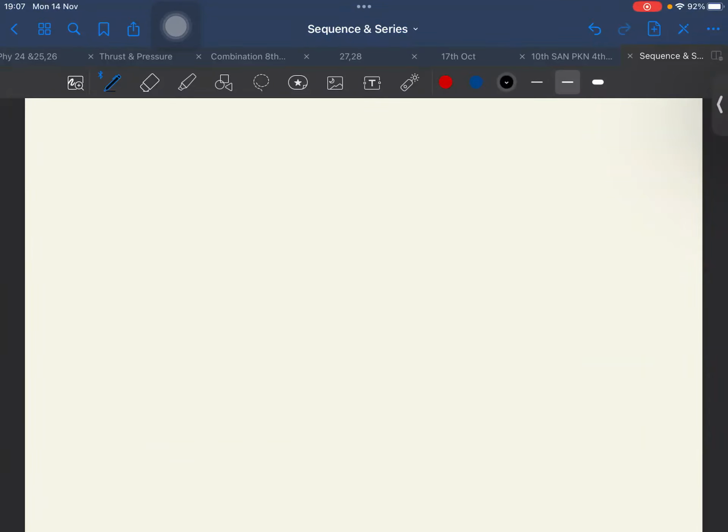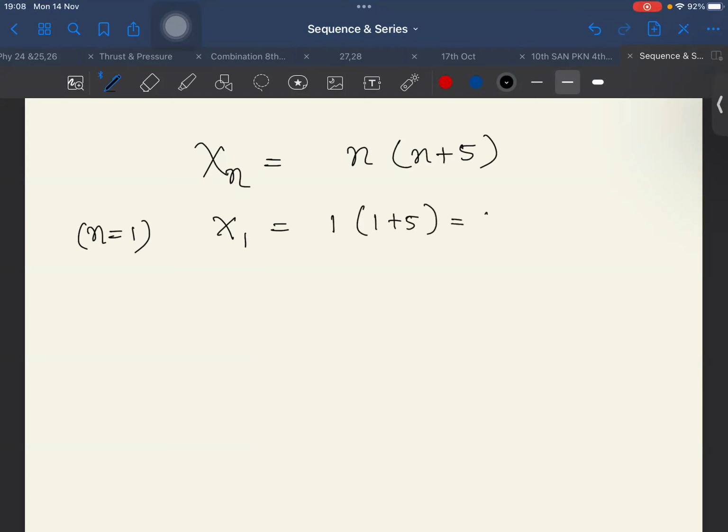Now, we have talked about arithmetic progression, but in general, let's say any series is defined, let's write Xn. Xn is defined as n into n plus 5. So you can find the first 5 terms. First, x1 will be what? You just substitute n is equal to 1. So x1 will be 1 into 1 plus 5. How much is this? 6.